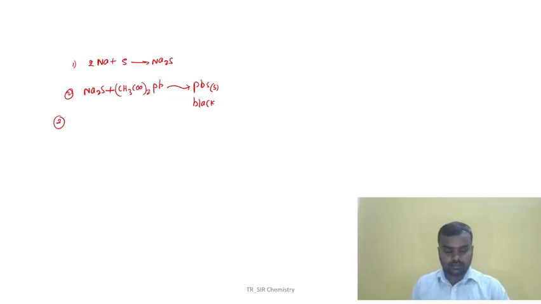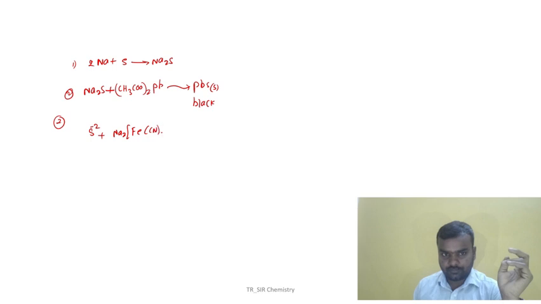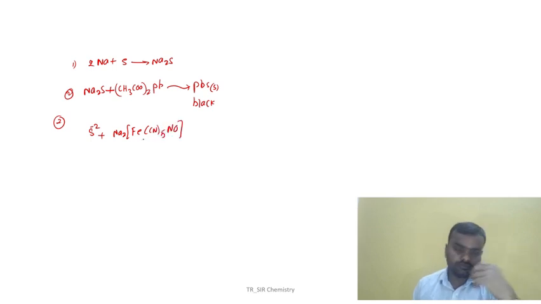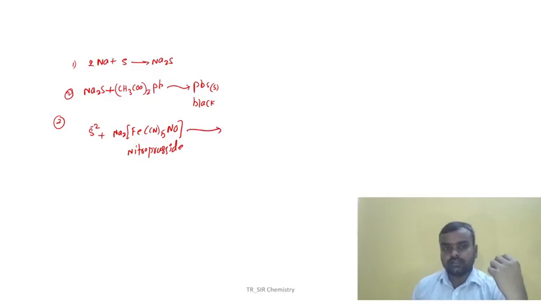Now, second case, what will happen? I'm treating the sodium extract with sodium nitroprusside. So this sulfide, the Na2S, when you treat with sodium nitroprusside, you can take here Na2[Fe(CN)5NO]. This is nitroprusside, sodium nitroprusside. Now, when you treat with this one, we'll be replacing the sulfur with the NO.